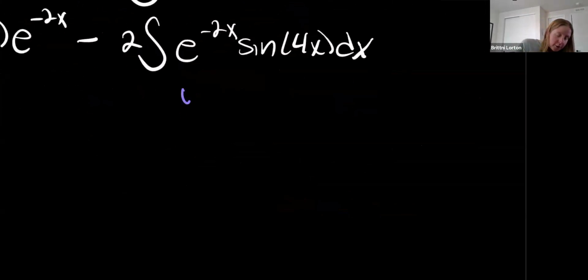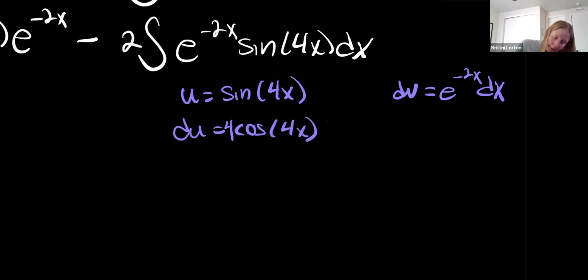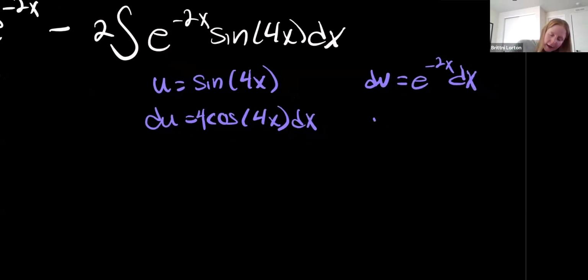Let's do it. I'm going to let my u still follow LIATE. Non-negotiable. Do I have a log? No. Do I have an inverse trig? No. Do I have an algebraic? No. Do I have a trig? I do. Okay, so u is sine of 4x. So dv has to be the other one. And so then du, the derivative of sine, is cosine, but don't forget to multiply by the derivative of the inside. And then the antiderivative here, nice and easy there.